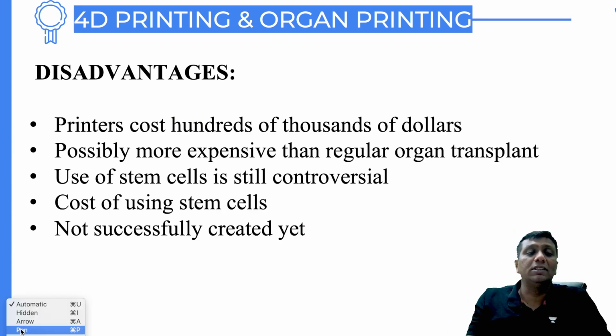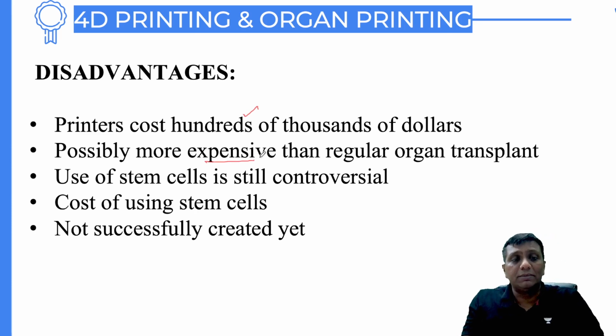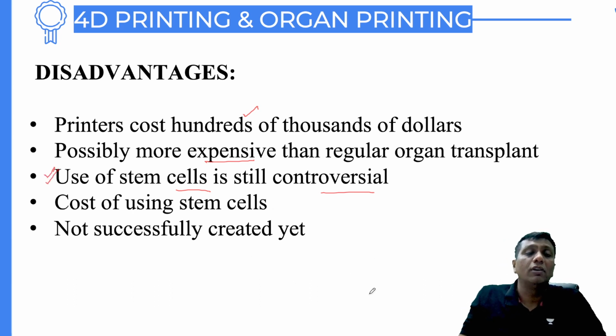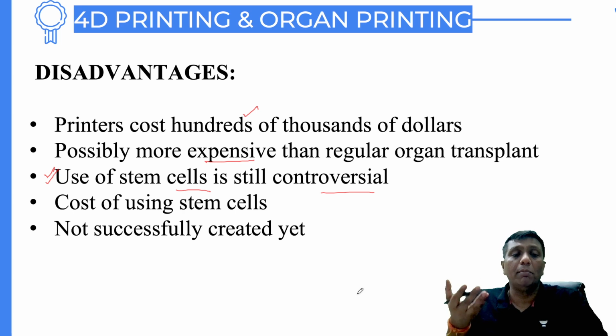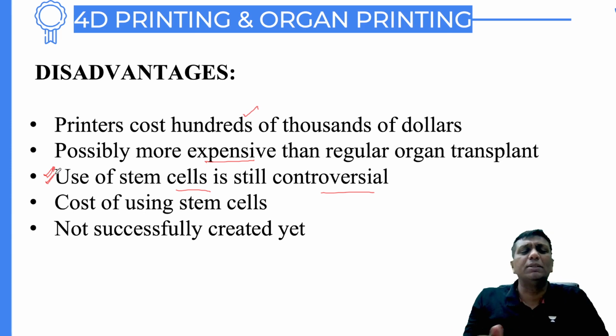Disadvantages: this type of printer is very costly, more expensive. Stem cell research is still controversial. Human rights groups are always against stem cells. In stem cell research, we develop the stem cells from embryos, and after taking the stem cells, we are killing them. So ultimately, we are creating a heinous crime. So there are many pluses and minuses here.